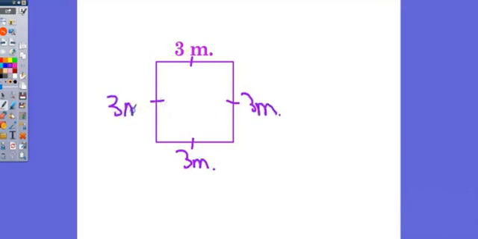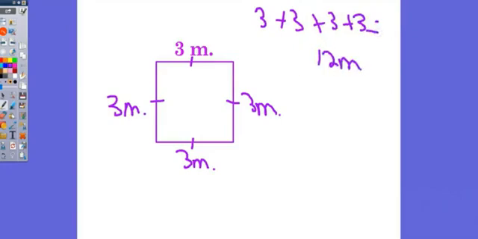To find the perimeter, I am simply going to add all my sides up. So I'd have 3 plus 3 plus 3 plus 3, and that would get me a perimeter of 12 meters.